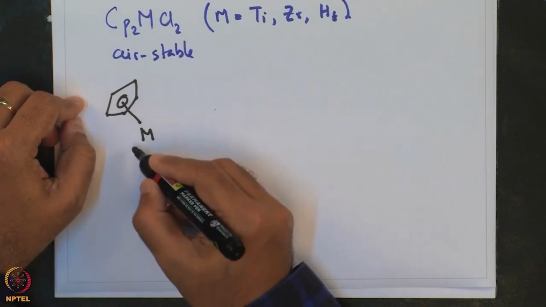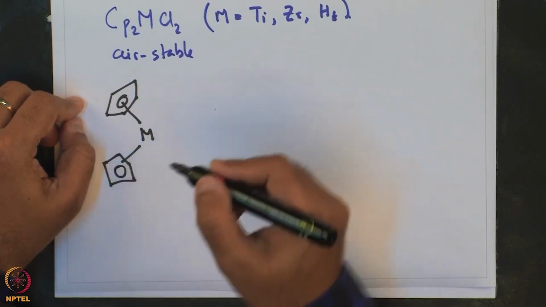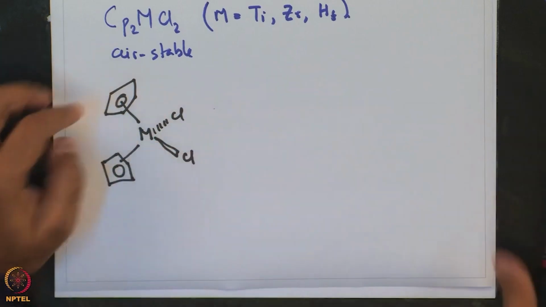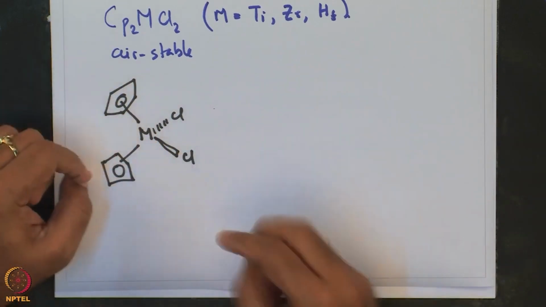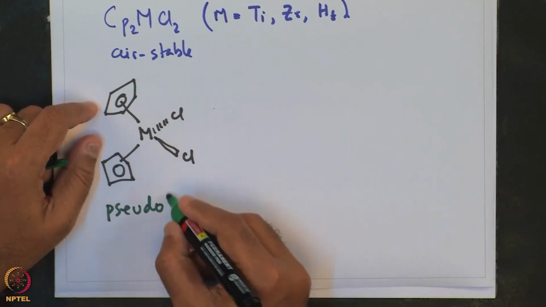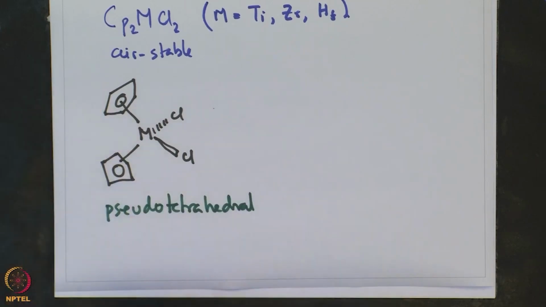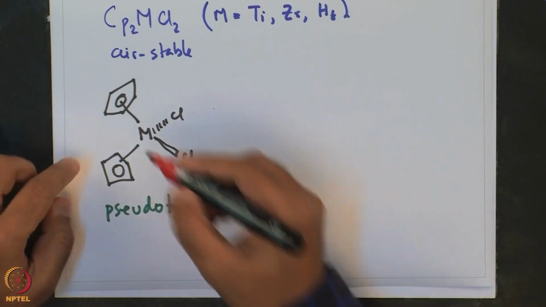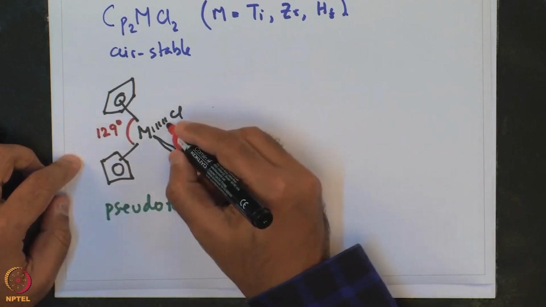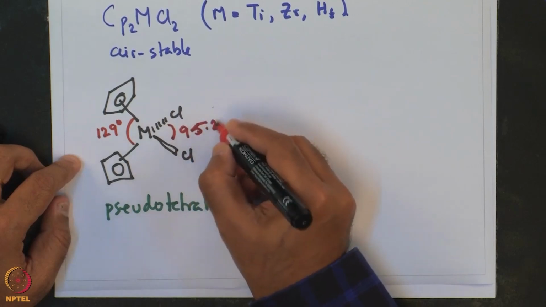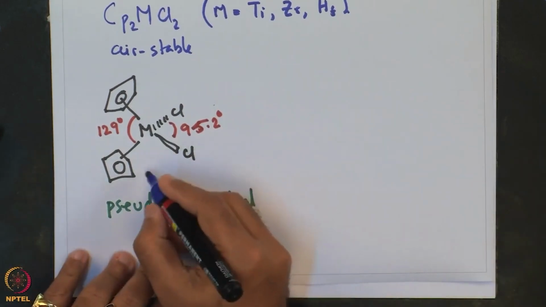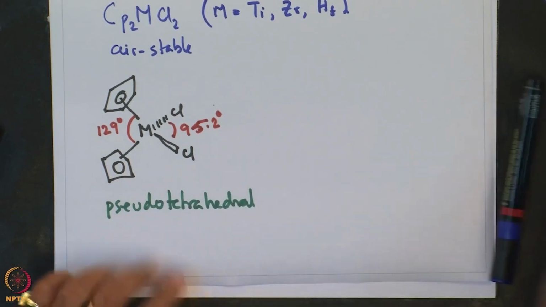So, what we see is that these Cp rings are in a tilted orientation and the 2 halides are there. The geometry of these complexes is pseudo tetrahedral, and the angle at the middle is around 129 degrees between the 2 Cps and 95.2 degrees between the 2 halides, and the metal can be titanium, zirconium and hafnium.